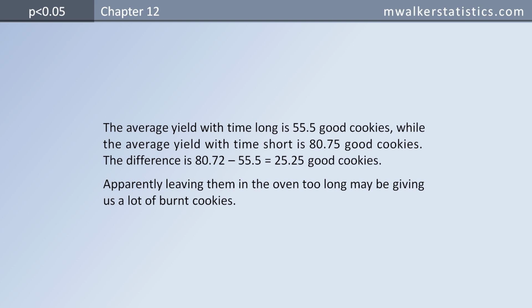The average yield with time long is 55.5 good cookies, while the average yield with time short is 80.75 good cookies. The difference is 80.75 minus 55.5 equals 25.25 good cookies. Apparently, leaving them in the oven too long may be giving us a lot of burnt cookies.